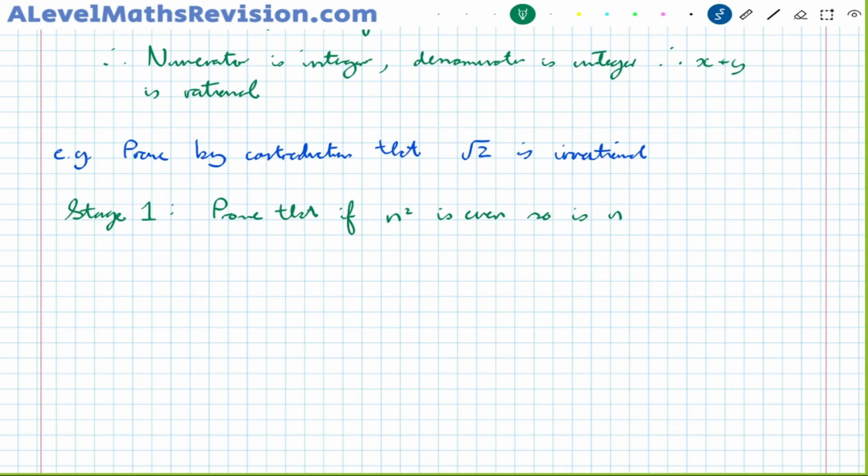So we're not going to get onto the good stuff, the actual proof of root 2 being irrational, until we've done this. So we've done that for n cubed. Have a look back up at your notes for proving that for n cubed, and follow the same process to prove that if n squared is even, then so is n.